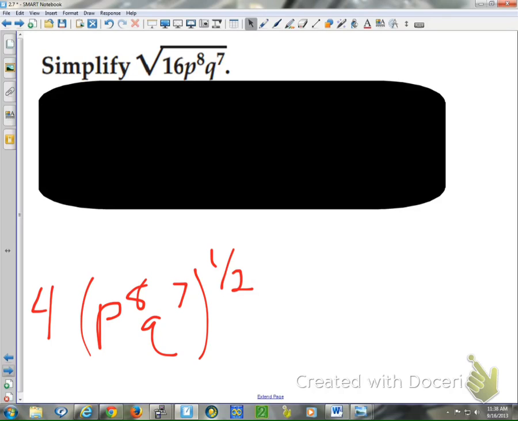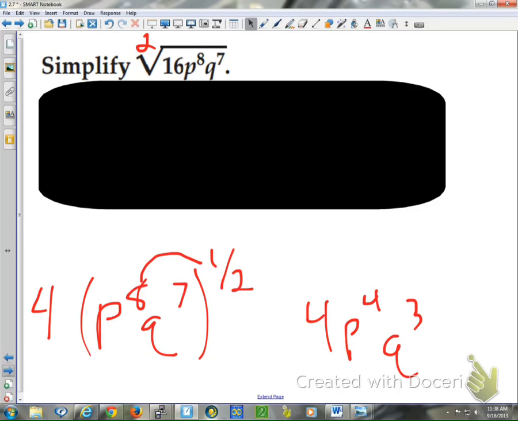Now, we have one more step to do after that, but where'd you get 1/2? Square root. If that was a cube root, it'd be 1/3. If it was a 4th root, it'd be 1/4, etc. So, multiply our exponents. What's 8 times 1/2? Is it a nice even number? Then 4 comes out. So that'll be 4 p to the 4th. What's 7 times 1/2? Yes. You take your whole number, 3.